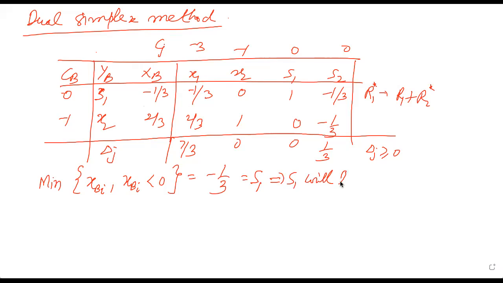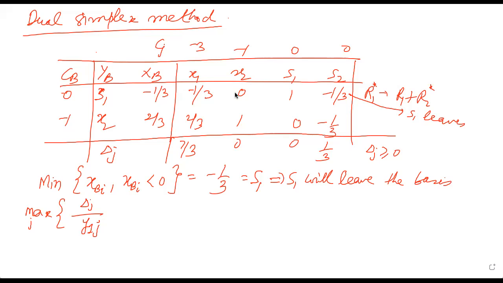And ye leave karega. You can write here that this variable leave. S1 leaves. For entering KD, I will find the maximum value of now. Max of J delta J upon Y. Ab ye kaun sa tha? 1 tha. So y1j, ye 1j hai. J ka matlab 1, 2, 3, 4. Is pe bhi restriction hoti hai, ke y1j should be less than 0. Uji ko lenge jo negative honge. So yahan pe 2 negative hai aapke paas.